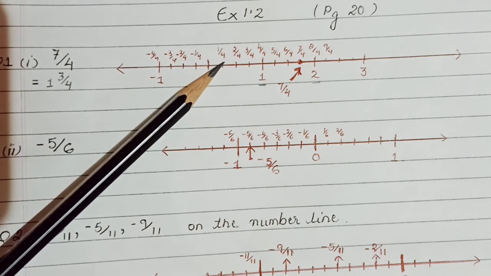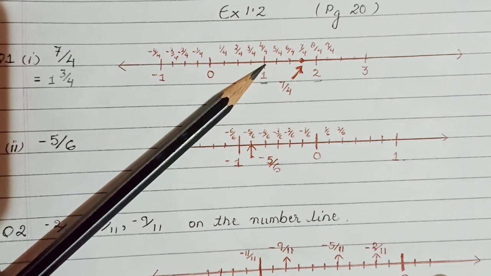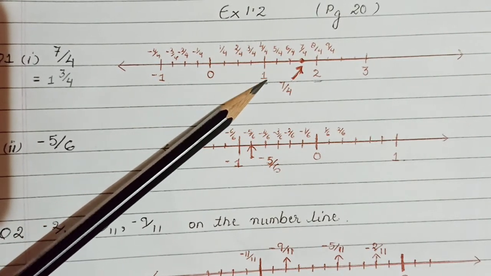This is 1 out of 4. This is 2 out of 4. Then this one is 3rd out of 4. And next would be 4 out of 4. Obviously, if you simplify this, 4 out of 4 becomes 1.